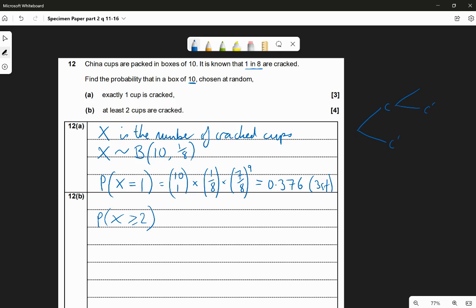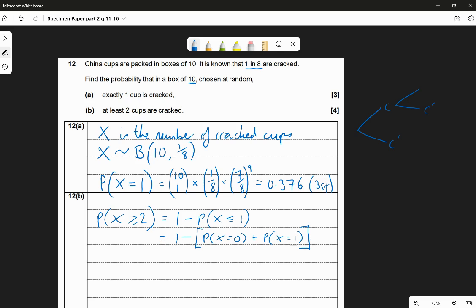Well, instead of finding 2 or more, I'm going to find the opposite of that, which is 1 or fewer. So I'm going to find that, and then I'm going to take that away from 1, and that will leave me with its opposite, which is 2 or more. So 1 take away the probability that x is less than or equal to 1 will give me the answer in an easier way to find. So it's 1 take away the chance of getting either 0 cracked or 1 cracked. So I find each of those individually and add them together and then subtract that from 1.